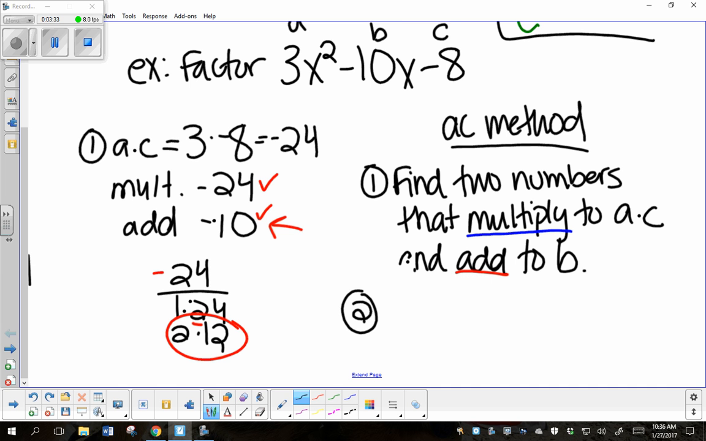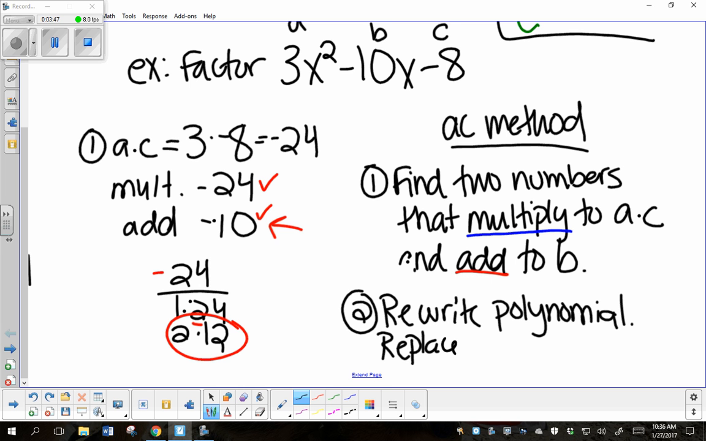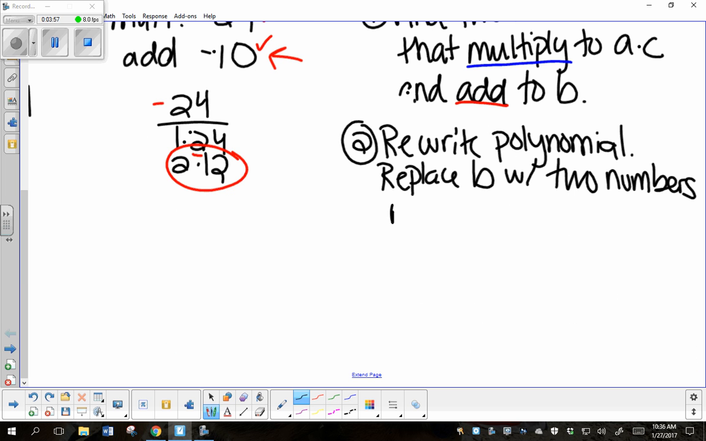Our second step is that we're going to rewrite our polynomial, the original polynomial we were given. The only thing different when we rewrite it is we're going to replace the B value with our two numbers that we found in step 1.